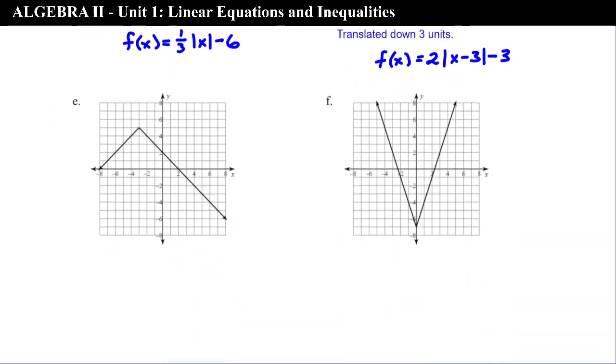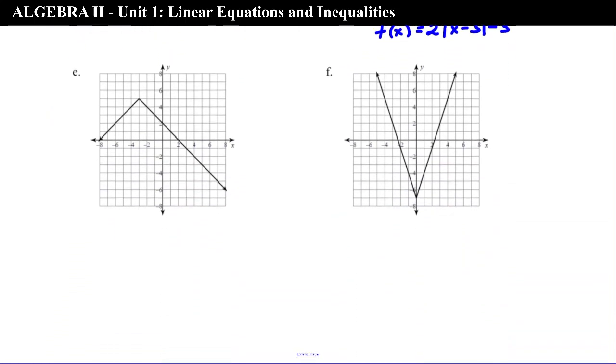Okay, 2 more examples on this page before we move on. Let's see what's happening with this particular function. So this one has a reflection because it's upside down. So it's a reflection across the x-axis. And then we're translated up the y-axis by 5 units.